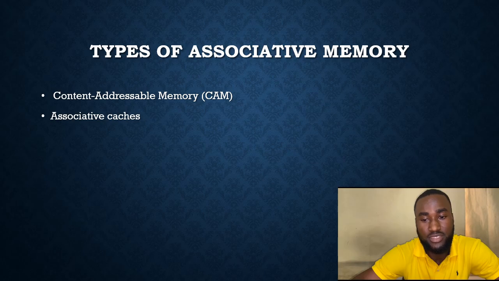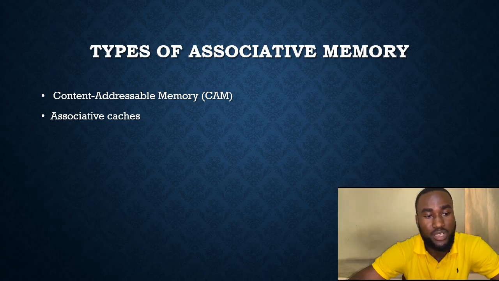Now for the associative cache. These are a type of cache memory that allows data to be stored and retrieved based on its content rather than its specific location. This means that the data can be accessed quickly as the cache can search for the desired data in parallel. It's like having a smart memory that can quickly find what you are looking for.